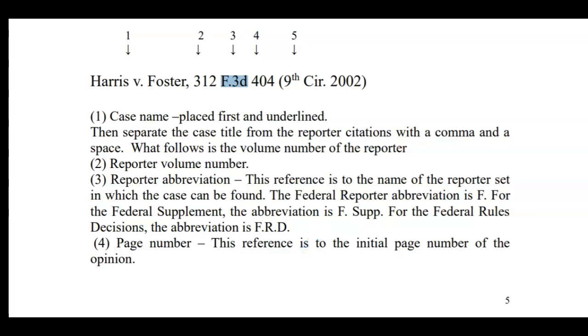Number 4, the page number. This reference is to the initial page number where you will find the opinion. Number 5, the court and the year. This is the appropriate court and the date of this decision.